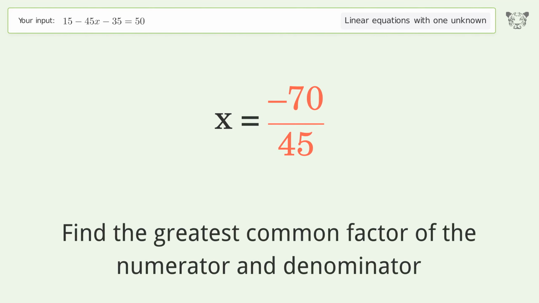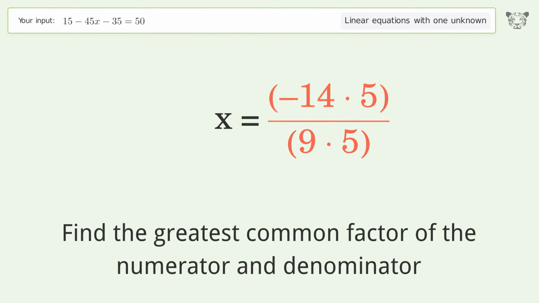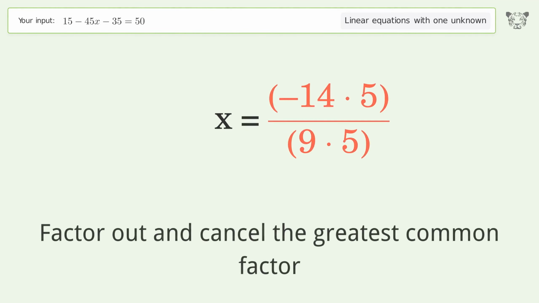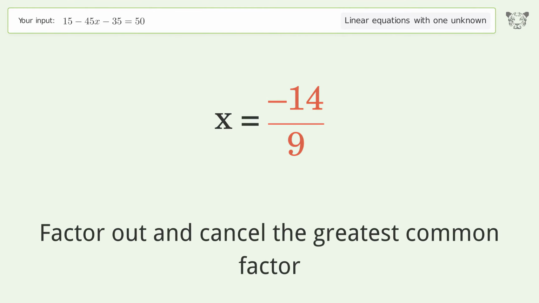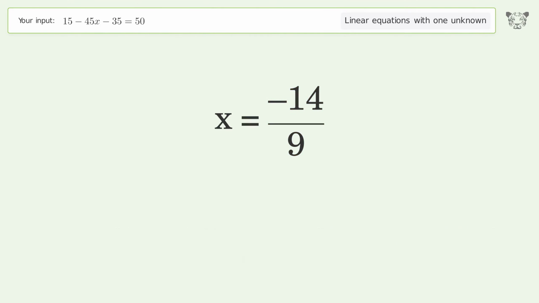Find the greatest common factor of the numerator and denominator. Factor out and cancel the greatest common factor. And so the final result is x equals -14/9.